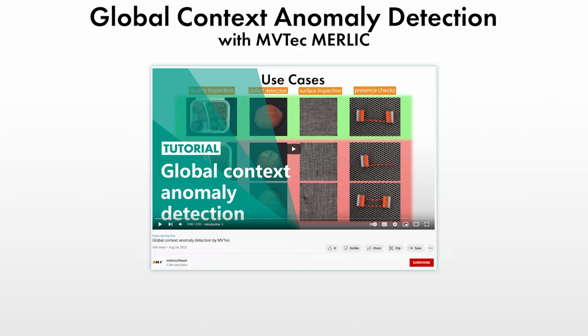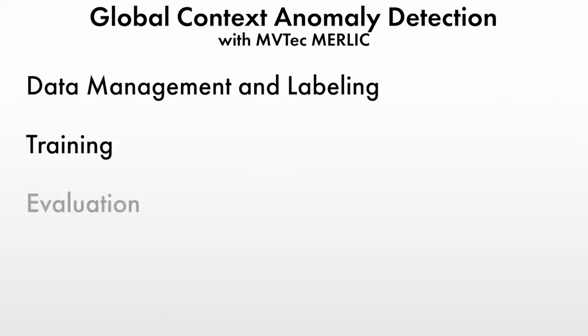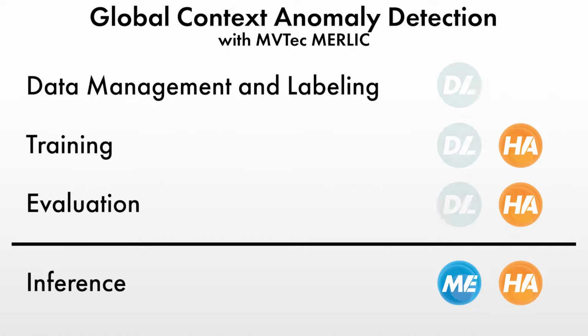As with all deep learning-based technologies featured in the MVTec portfolio, the workflow can be divided into labeling, training, evaluation and inference. The last step, the inference, is performed within MERLIC. The offline steps labeling, training and evaluation must be performed with either Halcon or the deep learning tool. We strongly recommend the use of the deep learning tool, as shown in the video how to train and evaluate a global context anomaly detection model with the MVTec deep learning tool.